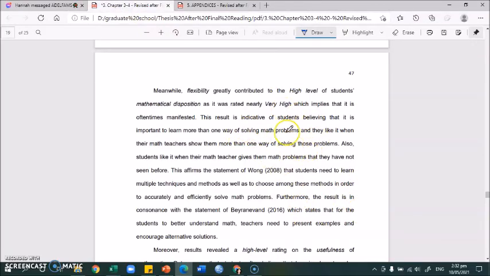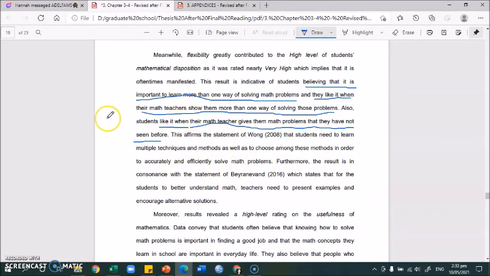Okay, so, ayan. This result is indicative of students believing that it is important to learn more than one way of solving math problems. Okay. They like it when their math teachers show them more than one way of solving those problems. Okay. Also, students like it. Students kasi yung participants, kaya who likes? The students. Okay. So, students like it when their math teacher gives them math problems that they have not seen before. Okay? Kasi kukonti lang naman yung items.